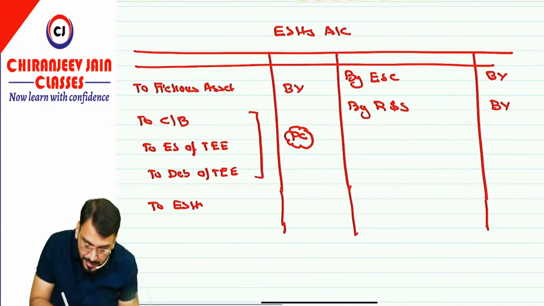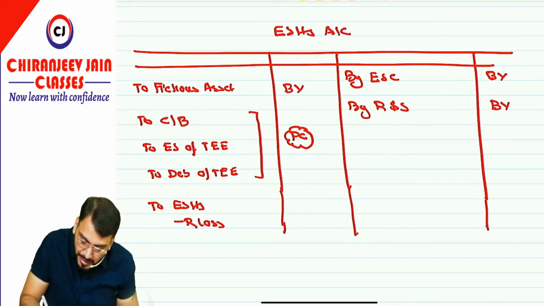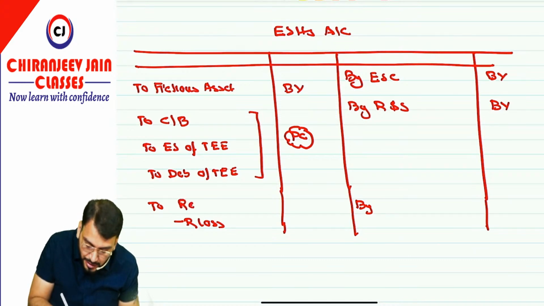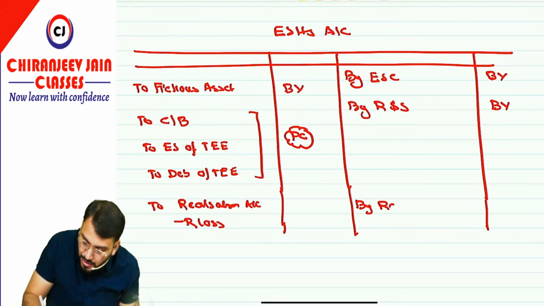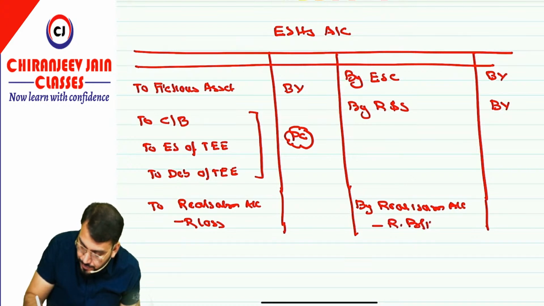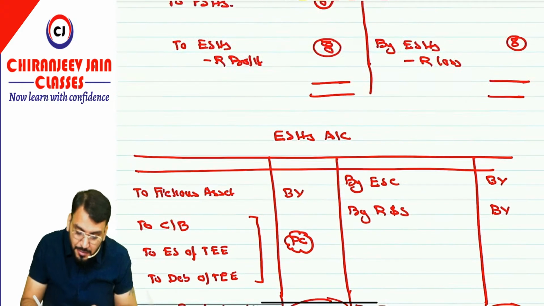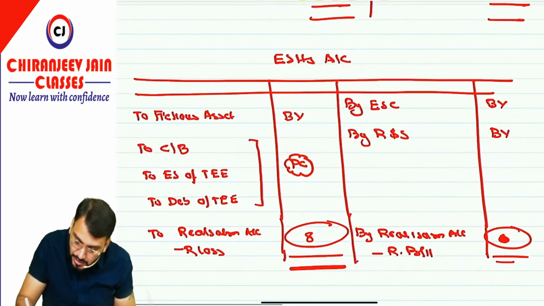So we write down to equity shareholders if there is a realization loss, correct. And we write down by realization account, sorry my mistake, to realization account, and by realization account. This is realization profit. This is the balancing figure actually. This is nothing but step number 8.